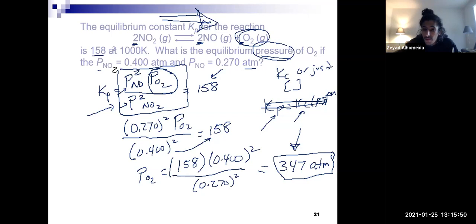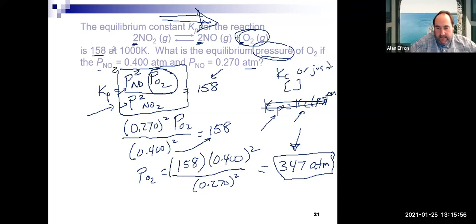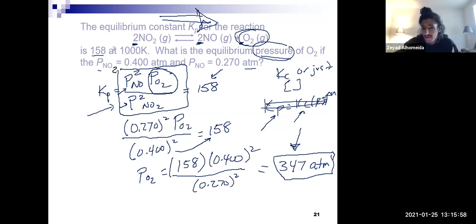I'm a little bit confused by the wording. So P stands for partial pressure, correct? It does. Yeah. So why is it asking for equilibrium pressure? Is it the same thing?